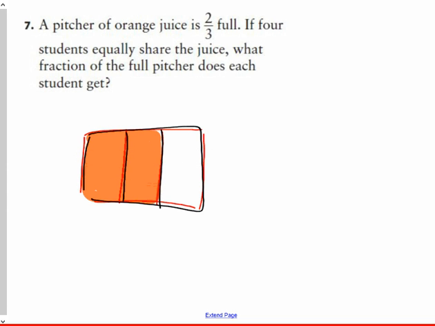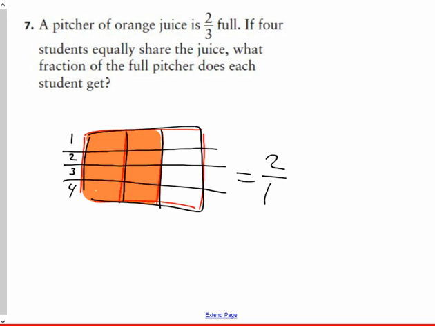So let's just think of it. What was the denominator here? What was the denominator though? 3. What's the denominator now? 12. How many parts of the 12 does each student get? So the answer is each student will receive 2/12, which if you left it like that, that would be fine.